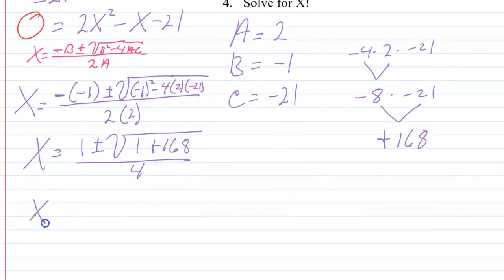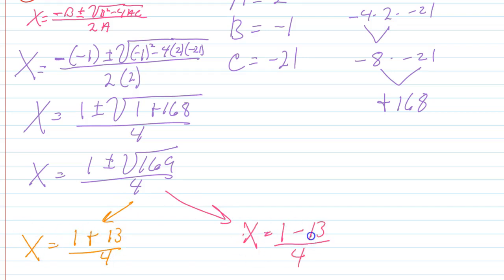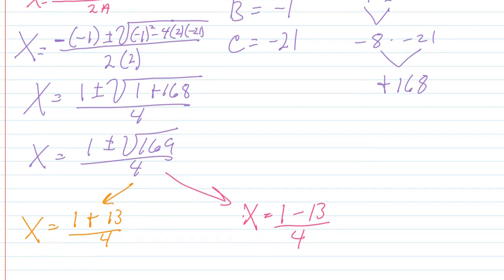Continue to simplify. Once you're at a point where you can take the square root, then you're going to split it into two equations. That gives you x is equal to 1 plus or minus the square root of 6,913 all over 42, and then just continue to simplify.